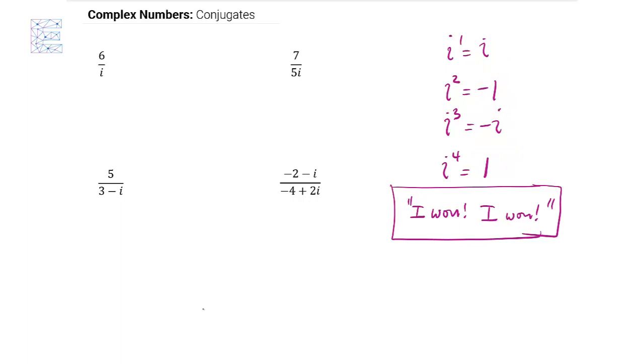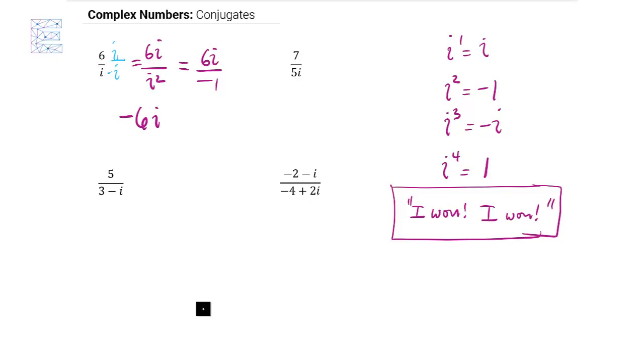Our goal is to undo, or rather get rid of, I's from the denominator. So for the first question, this I has to go away. And the way to do that is pretty simple. Just multiply both the numerator and the denominator by I. So this becomes 6I over I to the second. But remember, we know that I to the second is negative 1. So this is really 6I over negative 1. Well, we can clean this up a little bit. 6 divided by negative 1 is negative 6. So the final answer here really should be negative 6I.